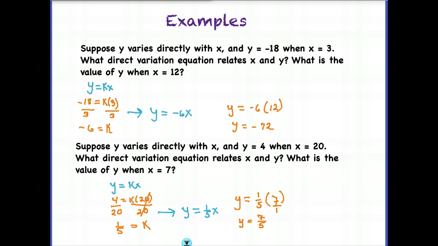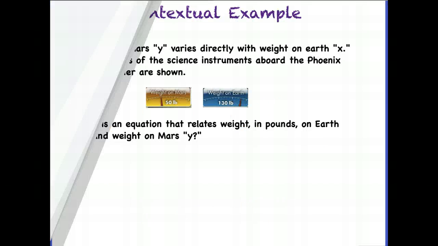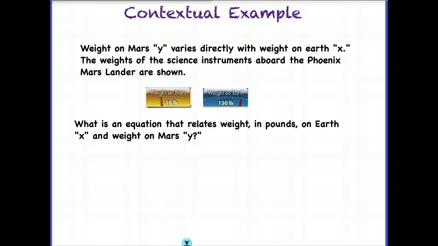Let's wrap this up by looking at a contextual example using direct variation. A lot of things vary directly without an initial amount. So that would be like the weight on Mars. So weight on Mars represents our y, varies directly with the weight on Earth, which is represented by x. And so here's some science, some weights, I guess, of these science instruments aboard the Phoenix Mars lander. So the weight on Mars was 50 pounds, and that same instrument, the weight on Earth, is 130.